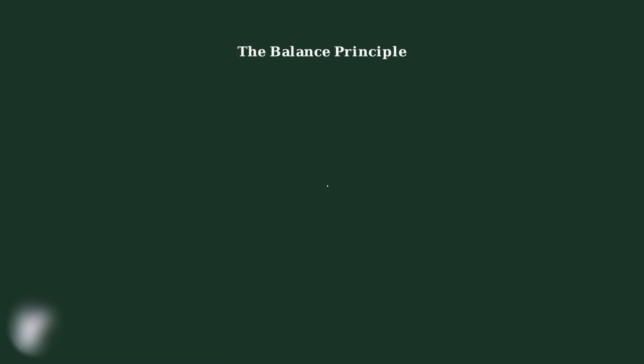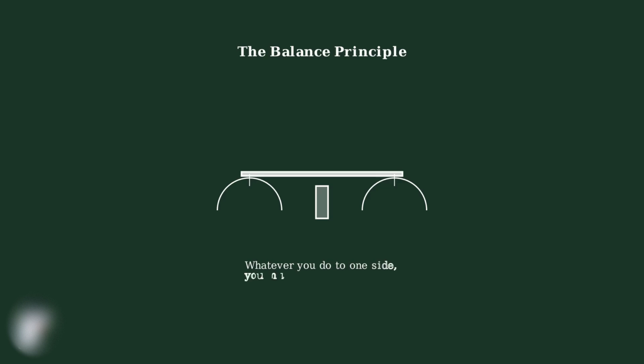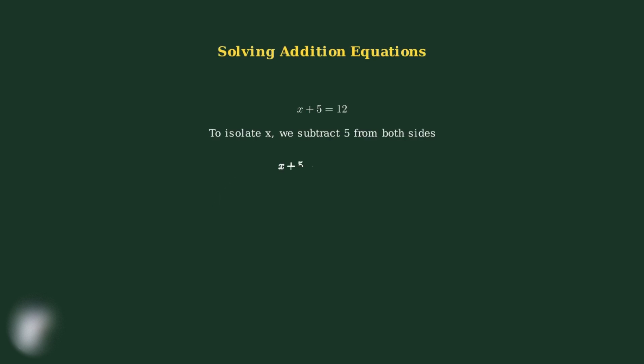Think of an equation like a balance scale. Both sides must remain equal. Whatever operation you perform on one side of the equation, you must perform the same operation on the other side to maintain balance. When we have an equation like x plus 5 equals 12, we need to eliminate the 5 that's being added to x. Since addition and subtraction are inverse operations, we subtract 5 from both sides.